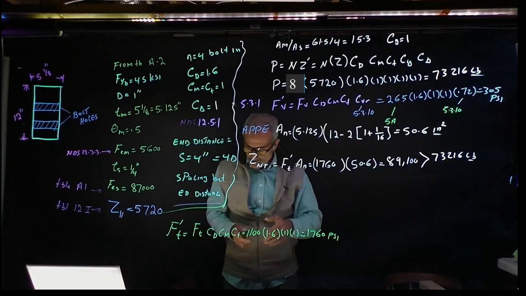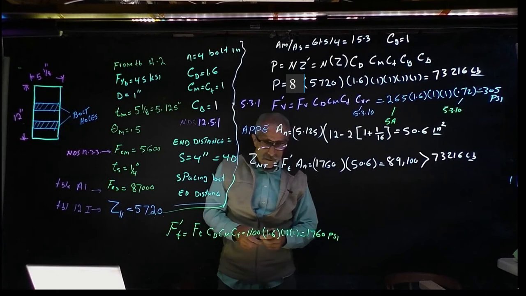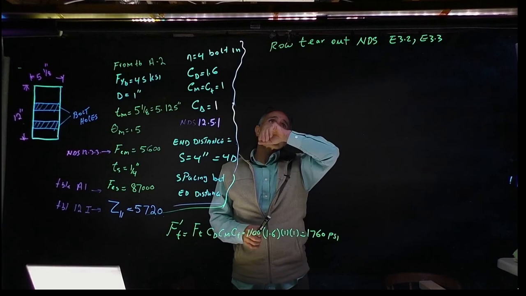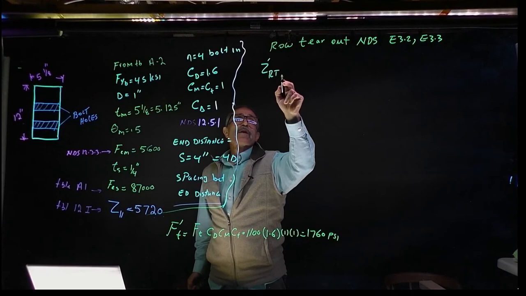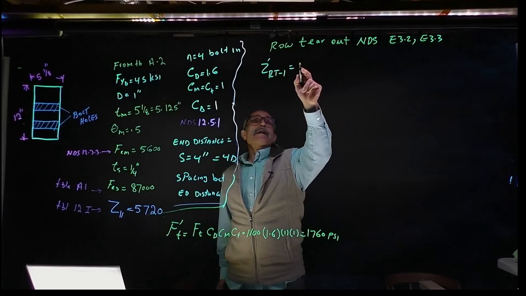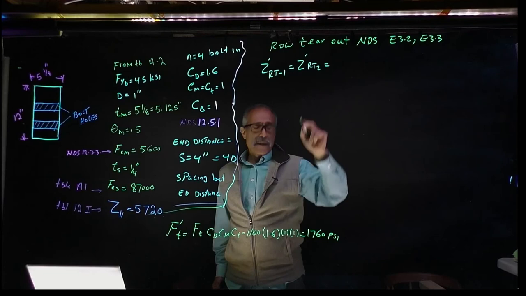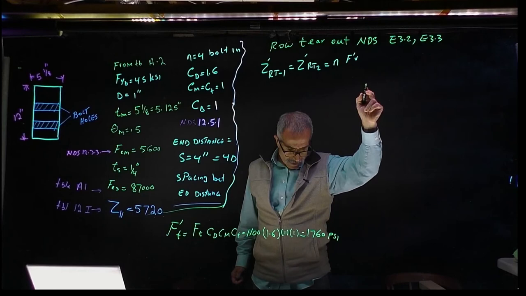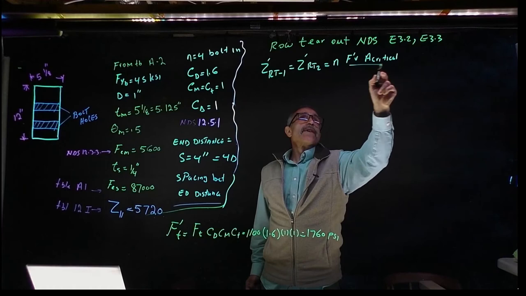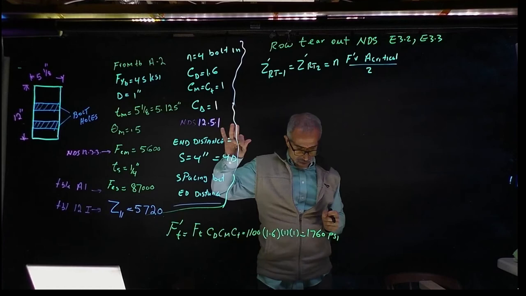And we're going to go ahead and calculate the row tear out. Let me erase this here. So we're going to calculate the row tear out from NDS equations 3.2 and 3.3. Z prime row tear out for row number one, which in our case is the same as Z prime row tear out at row number two, is going to come out to be n_i from the equation, F prime V multiplied by the critical area, and then divided by 2. Now to find the critical area, we have to find the critical spacing so we can multiply it by.